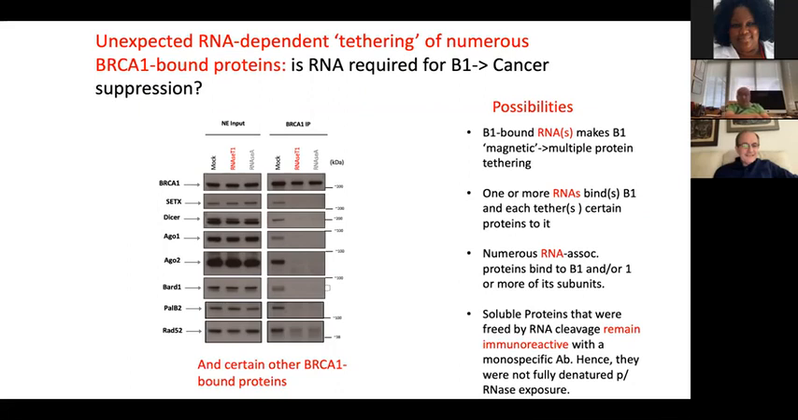And then you can imagine that there are soluble proteins that are freed by RNA cleavage. They remain immunoreactive. Now we know this to be a fact, with a monospecific antibody used to carry out the IP, and hence they were not fully denatured by RNase exposure. They're still normally immunoreactive with multiple, actually 3, monospecific BRCA1 antibodies. That strongly suggests that the proteins that in the normal, unmanipulated state bind to BRCA1, they don't not bind to BRCA1 because they become wholesale denatured. So that raises the interesting possibility that BRCA1 binding to a host of target proteins is an RNA-dependent process, possibly even a covalent RNA-dependent process, and we'll refer to that in a bit.